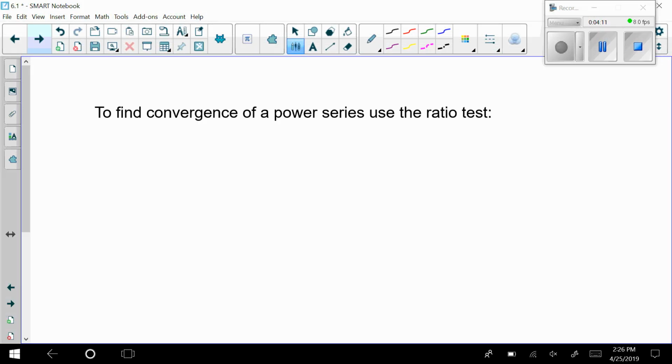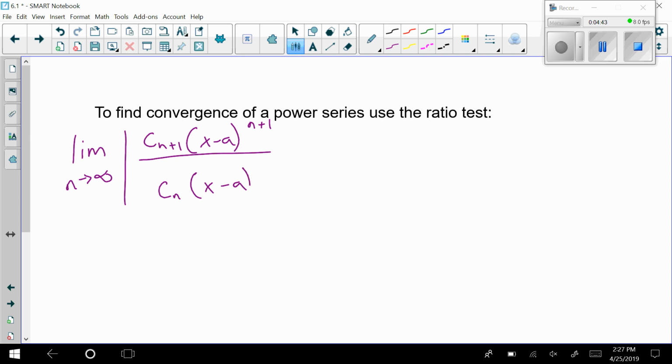So the very first one that I want to do is talk about finding the convergence of a power series using the ratio test. And if I'm using the ratio test, I should probably list it out. So this is the limit as n approaches infinity of the absolute value of c sub n plus 1 times x minus a to the n plus 1 power, divided by c sub n times x minus a to the n power. Now, when you see this, we can simplify this down a little bit.